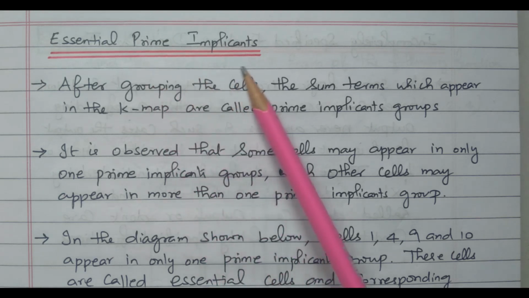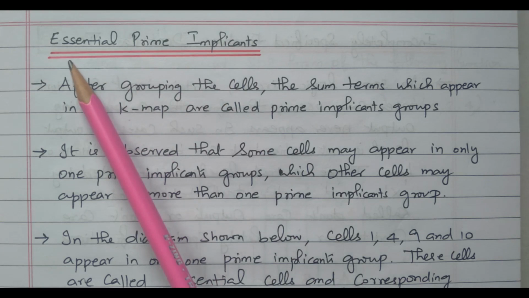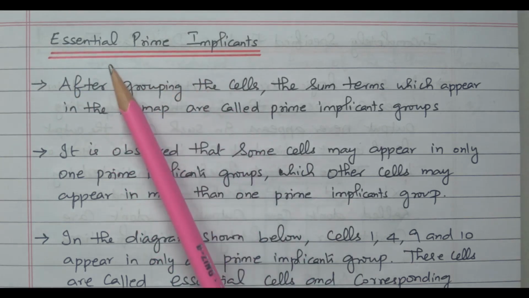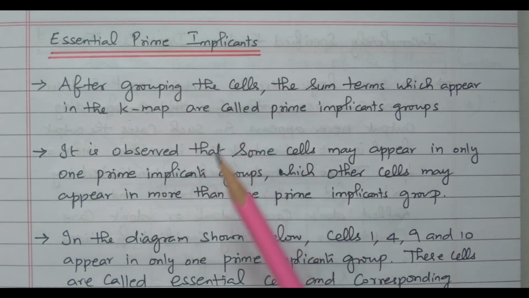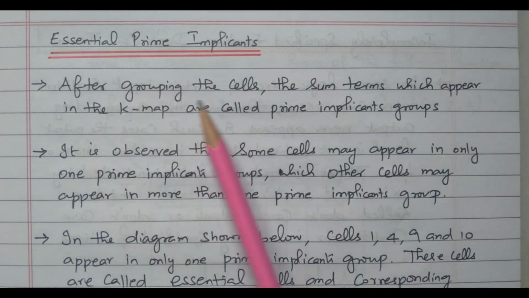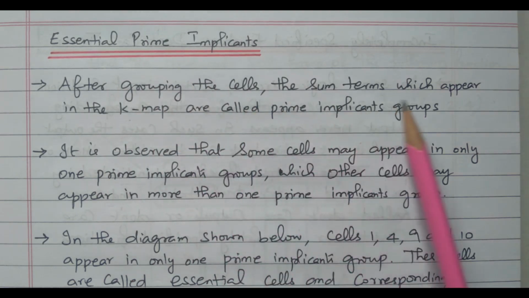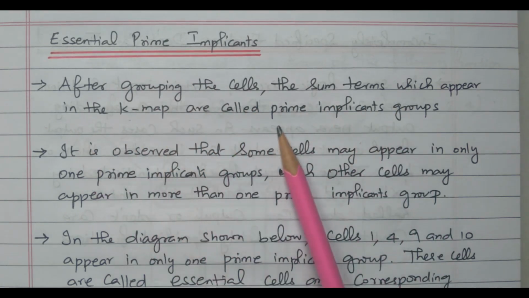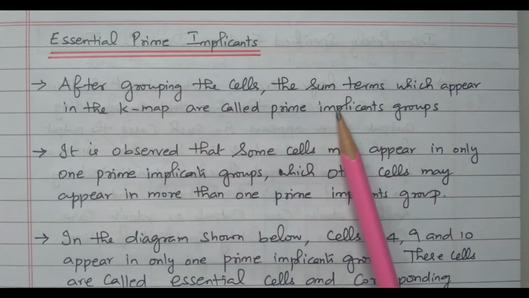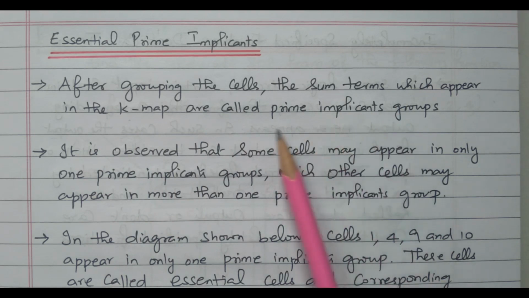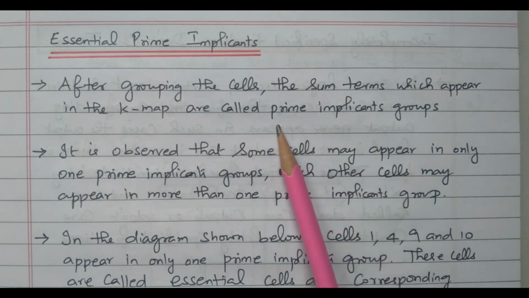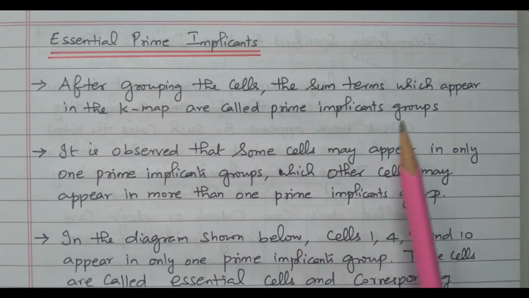So we will see this. We will see the full explanation of what is an essential prime implicant and what is a prime implicant with an example. After plotting the K map and grouping the cells, the groups which appear in the K map are called prime implicant groups. So after grouping all the terms, some terms are called prime implicants. We need to cover all the terms, so that it is called a prime implicant group.